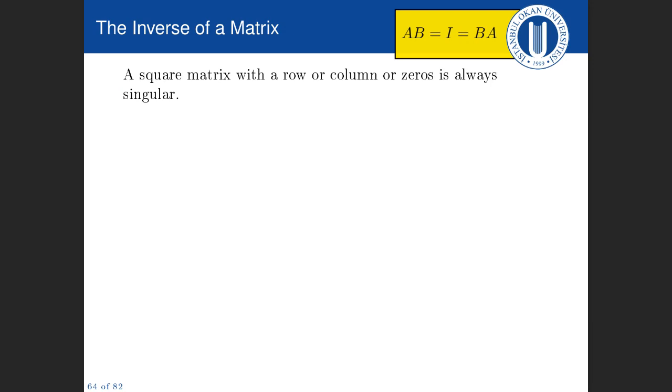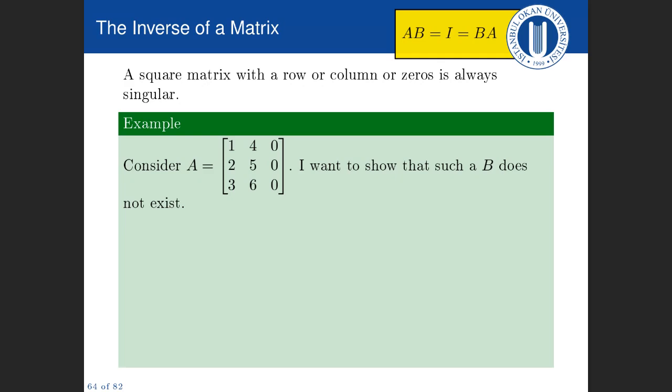It's a fact that a square matrix with a row or column of zeros is always singular, is always not invertible. Why? Well, look at this example. Consider this A, a 3 by 3 matrix, and I have a column of zeros. Column 3 goes 0, 0, 0. I want to show that such a B does not exist. It's not possible to find an inverse of this matrix.